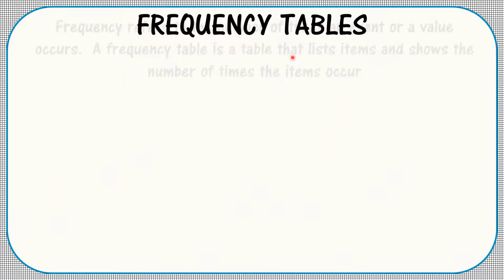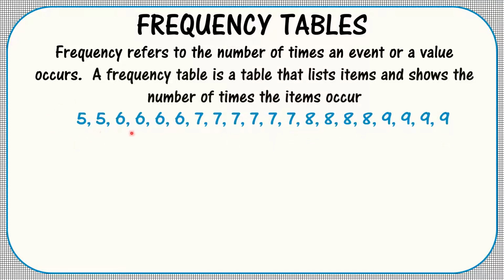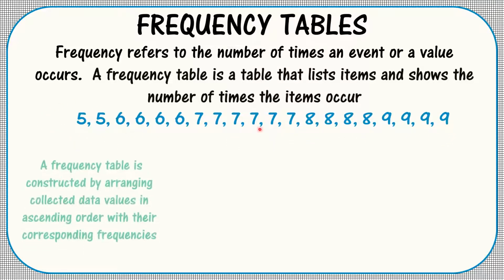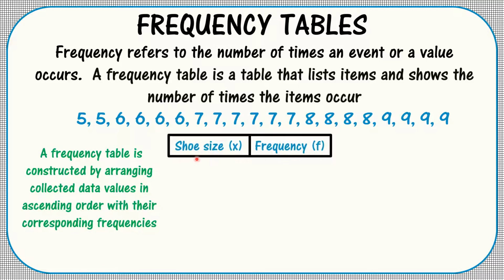So what are frequency tables? Well, frequency refers to the number of times an event or a value occurs. A frequency table is a table that lists items and shows the number of times the items occur. So for example, we have the shoe size of a class. A frequency table is constructed by arranging collected data values in ascending order with their corresponding frequencies. So what you would have is shoe size and you will have frequency.